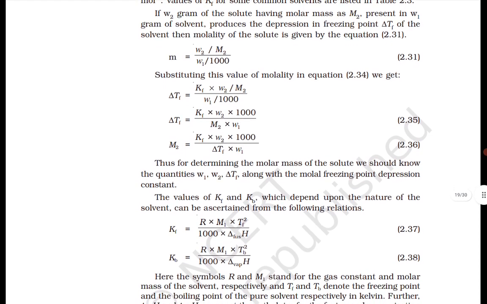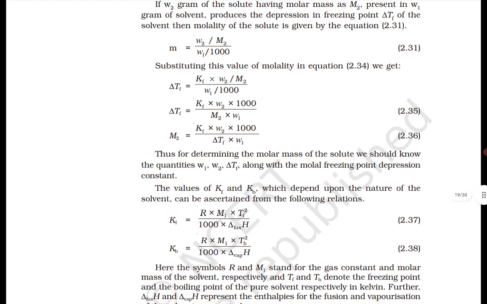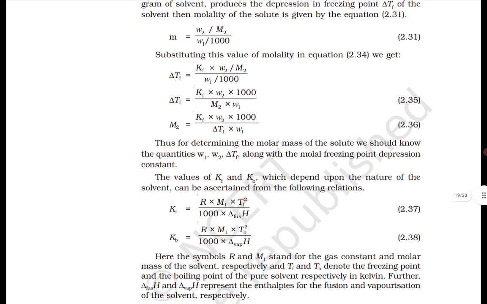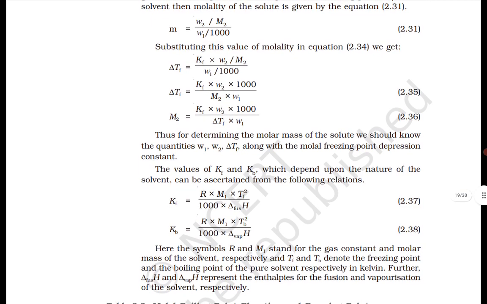If W2 gram of the solute having molar mass M2 present in W1 gram of the solvent produces the depression in the freezing point del Tf of the solvent, then the molality of the solute is given by the equation 2.31: m is equal to W2 by M2 by W1 by 1000, equation 2.31.